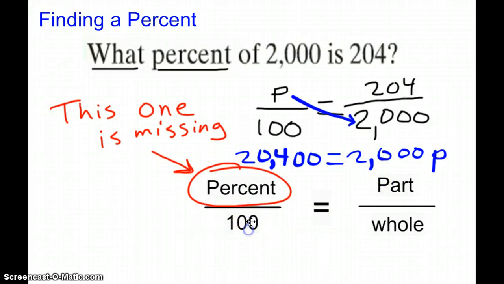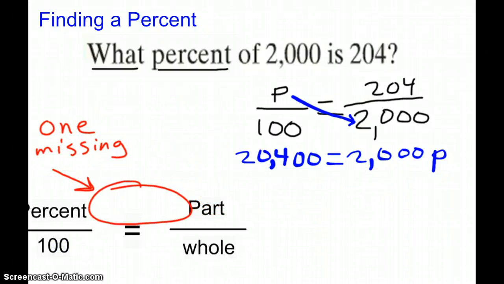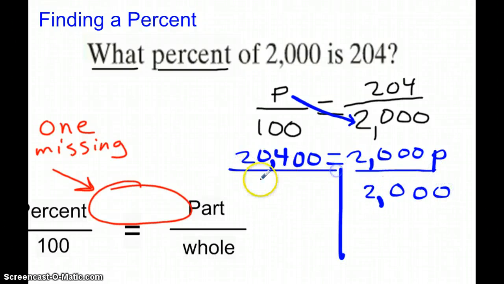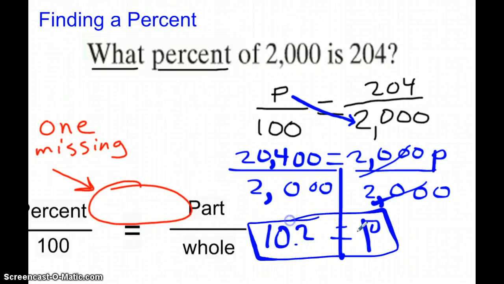Okay, so we're dividing by 2,000 on both sides. In this case, these cancel. P equals 20,400 divided by 2,000, and you should get 10.2. 10.2% would be your answer.